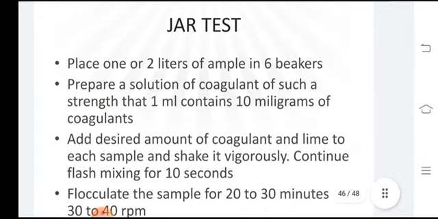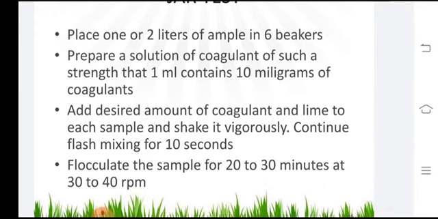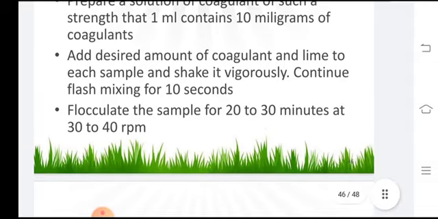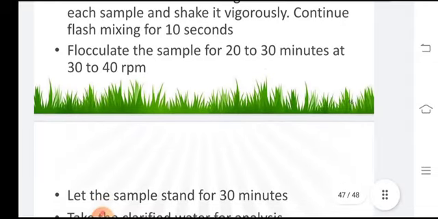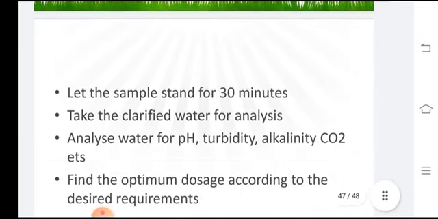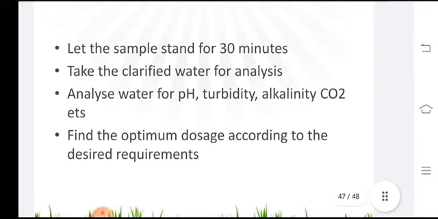First of all, we need to place 1 to 2 liters of sample in 6 beakers, then prepare a solution of coagulant of such a strength that 1 ml contains 10 milligrams of coagulant. Then add the desired amount of coagulant and lime to each sample and shake it vigorously, and then flocculate the sample for 20 to 30 minutes at 30 to 40 revolutions per minute. Then let the sample stand for 30 minutes. Take the clarified water for analysis.